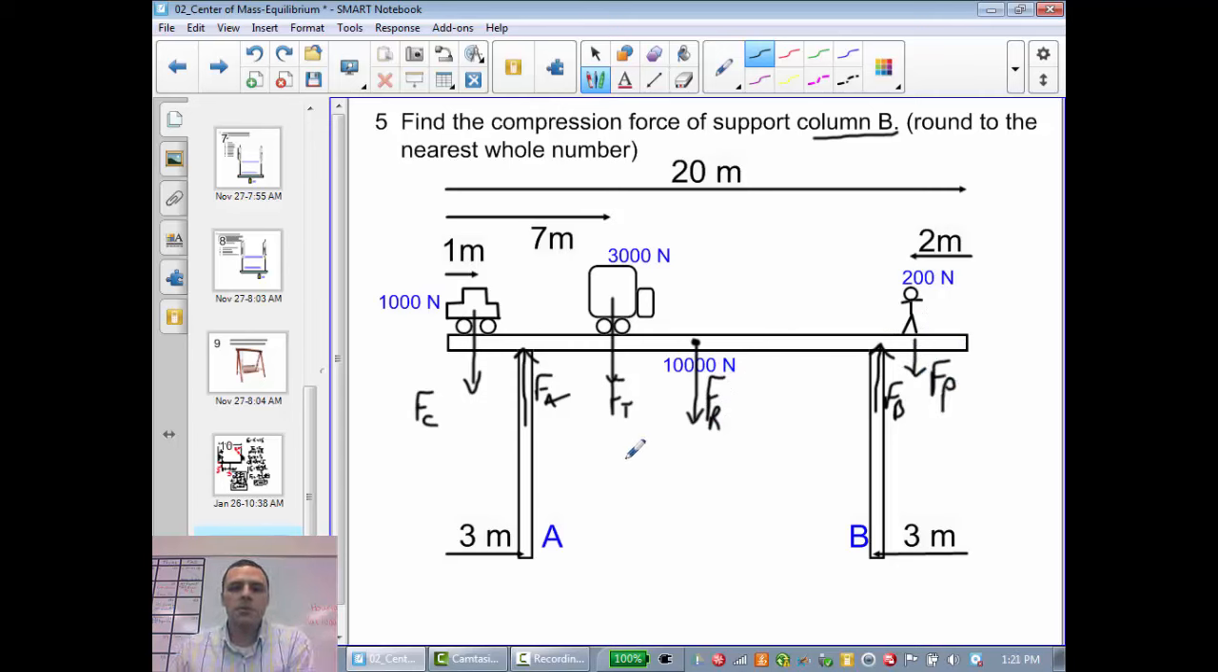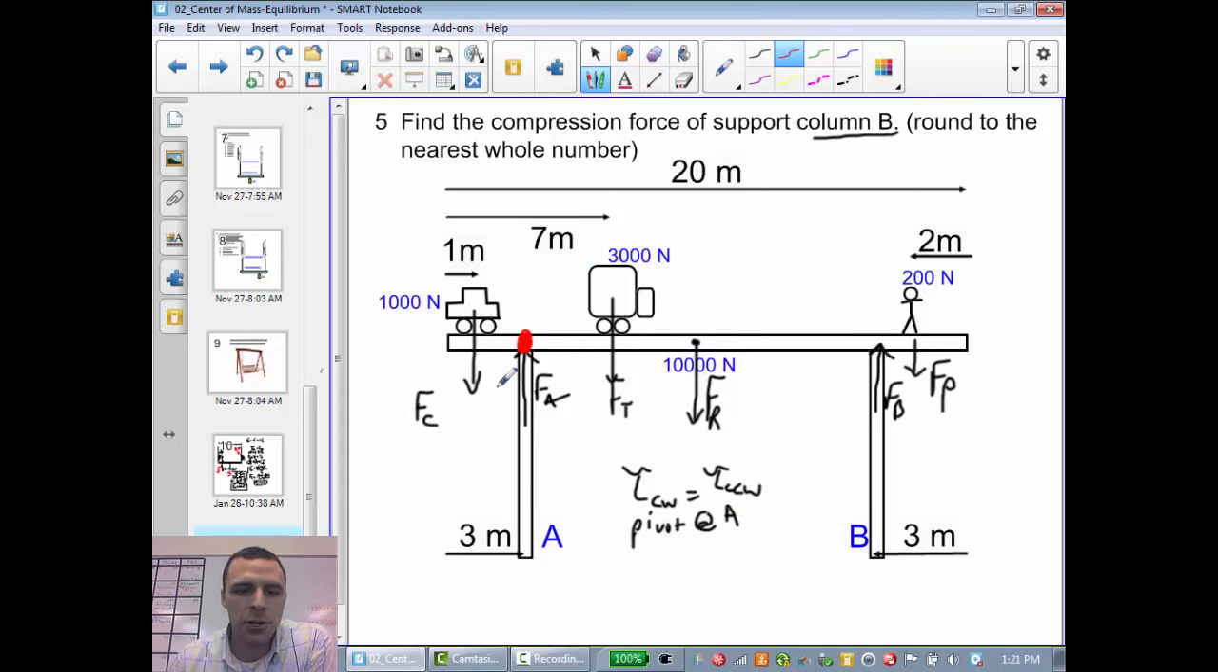Again, just like the previous example, I'm going to use torque as a way to find equilibrium, especially since I have two unknowns. So torque clockwise equals torque counterclockwise. I'm going to make my pivot point at A. So we can draw that in. This is my imaginary pivot point, a problem-solving aid.